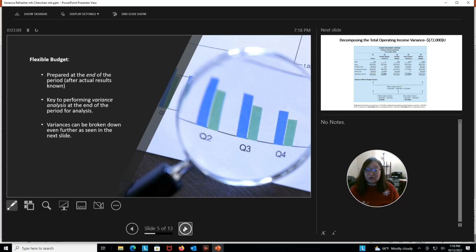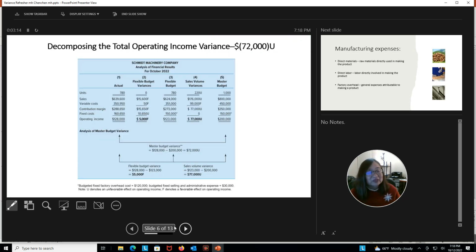So there's something else called a flexible budget, and a flexible budget flexes based on number of units. So here's another diagram. Here's actual sales. Here's a flexible budget based on selling 780 units. And then this is compared to the master budget of what they expected for selling 1,000 units. Now we're not going to dig in, but I just want to show you there's a master budget variance, there's a flexible budget variance, and a sales volume variance. But again, you don't need to know that much detail. I'm just still trying to show you we have favorable variances, unfavorable variances.